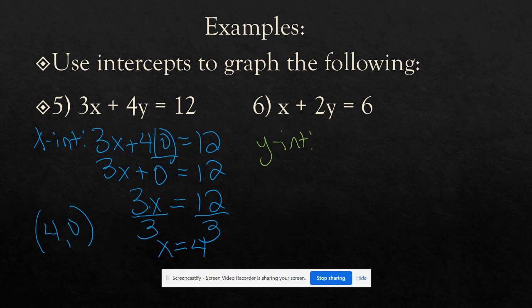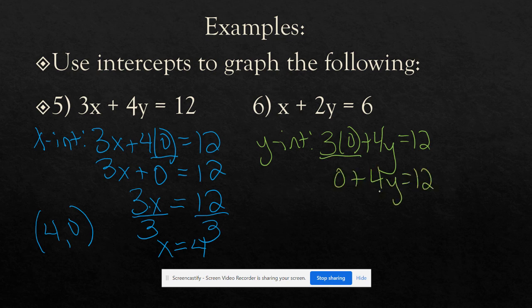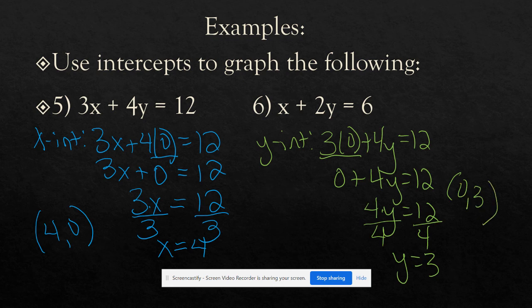For the y-intercept, we're going to plug 0 in for x because we want to find out what y is, so we need y in there. 3 times 0 is 0. Anything plus 0 is itself, so the 0 is essentially not there. Finish solving for y. The opposite of multiplying by 4 is dividing by 4, and we get y is equal to 3. So our y-intercept is (0, 3).